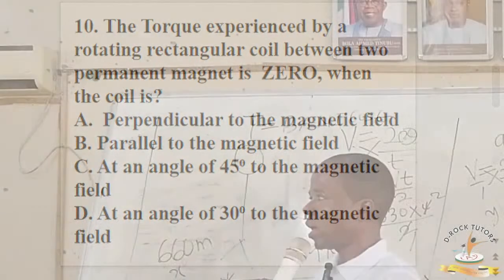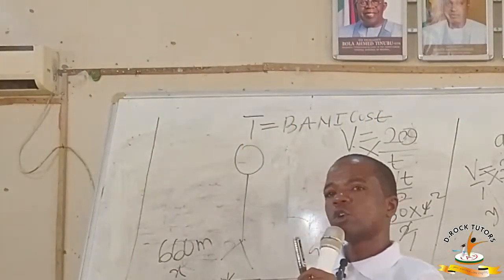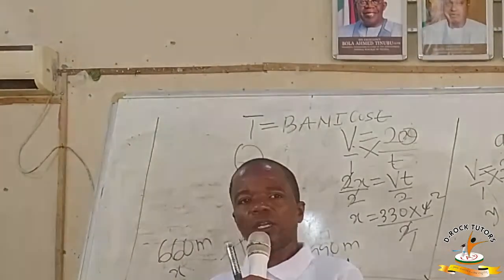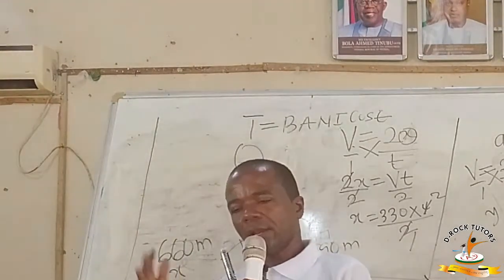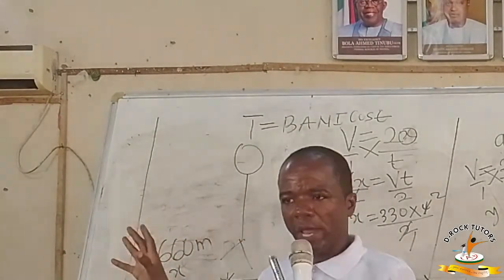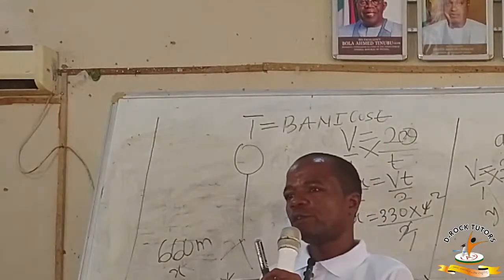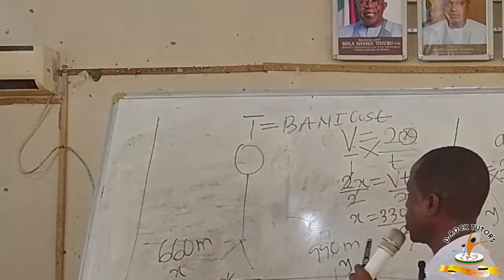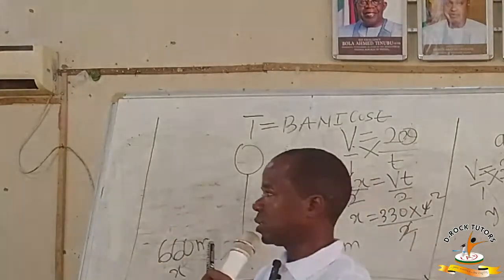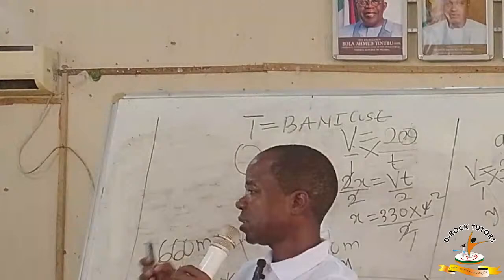So if you take a look at the options, we will see the correct answer is option A. The torque acting on a rotating rectangular coil in between two permanent magnets will be 0 only when the angle between that coil and the magnetic field is 90 degrees, because the value of cos theta will be 0 only when theta is 90 degrees. Let's go to the next slide.